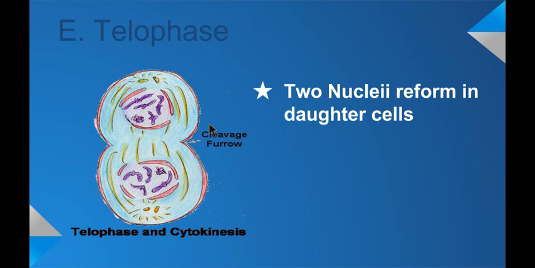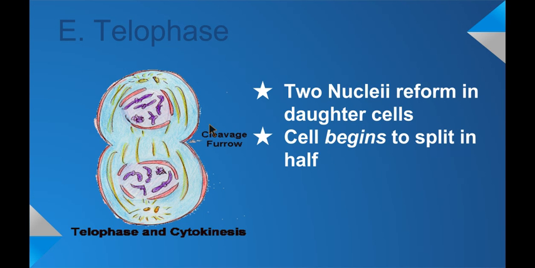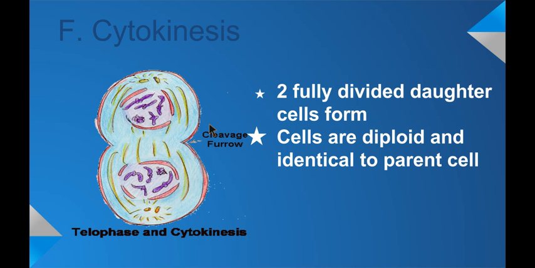In telophase, this is when the 2 nucleuses or nuclei of the new cells begin to form, and the cell begins to split in half into the 2 daughter cells. Cytokinesis is the last part of mitosis when 2 fully formed daughter cells appear. Those cells are diploid and they're identical to the parent cell. They have the same exact DNA as the parent cell.